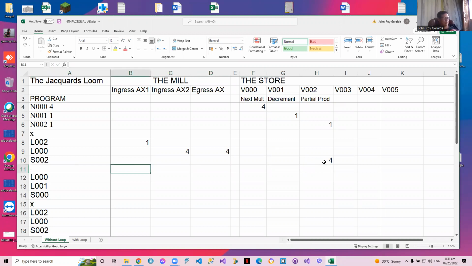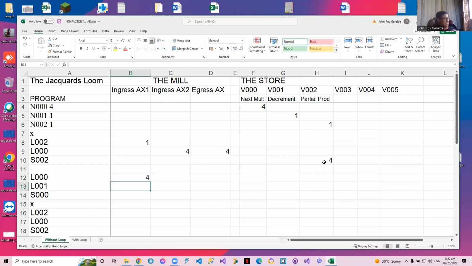Now, we say minus. So the next operation is going to be a minus. And then the first load is L000. What will be the value of ingress axis 1 here? Anyone? What will L000 mean? 4. That's from AJ Tabudlong and Ivan Lo. Yes, very good. There are so many of you there. The first one was AJ Tabudlong anyway.